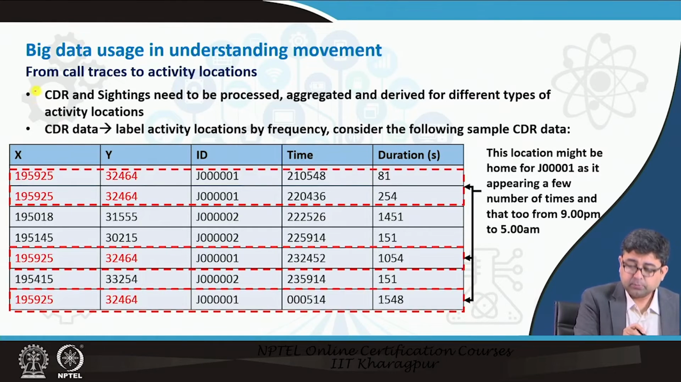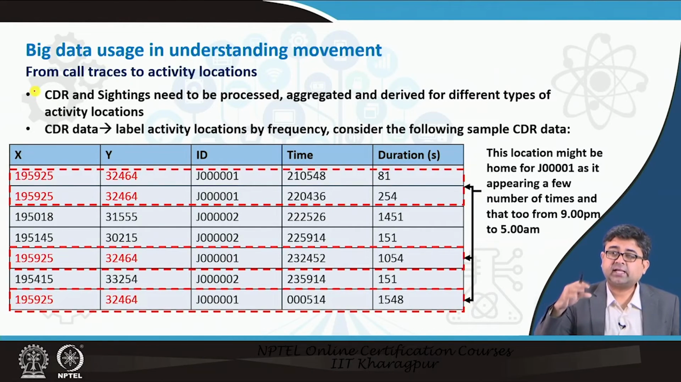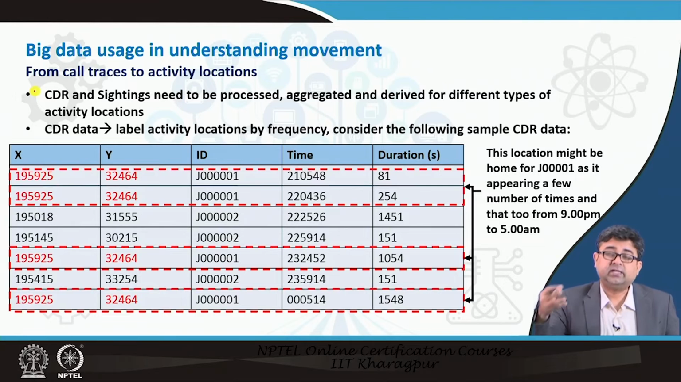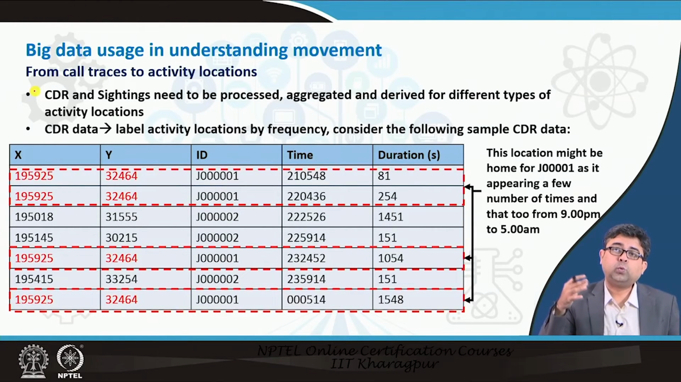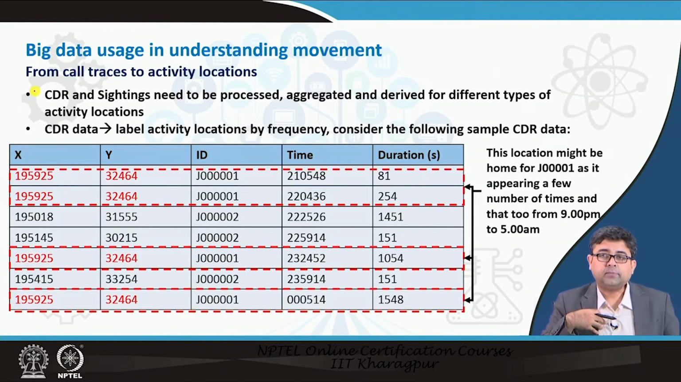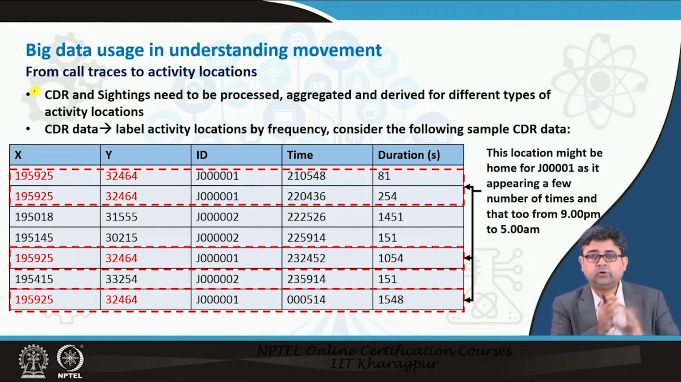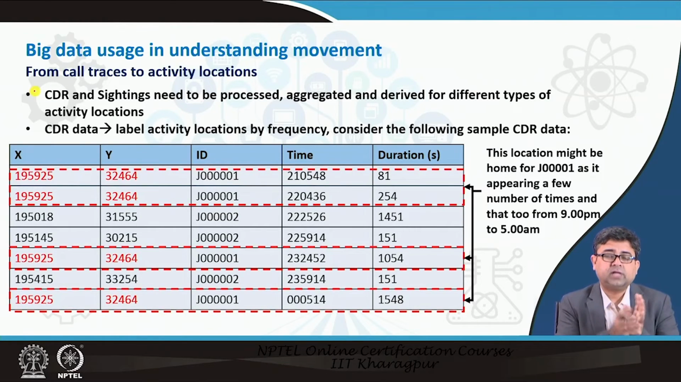So, CDR and sightings data can be converted into further information which the traffic or transportation engineers are usually interested in, the origin destination data, right. We are always interested in where a person is located and where he or she is traveling to. That is our primary concern. Our primary concern is whether he or she is located in a residential zone, a commercial zone, a retail zone, and how long it takes him or her to travel between different zones. That is what essentially we are trying to find out.